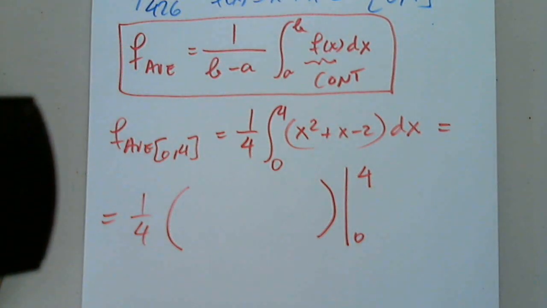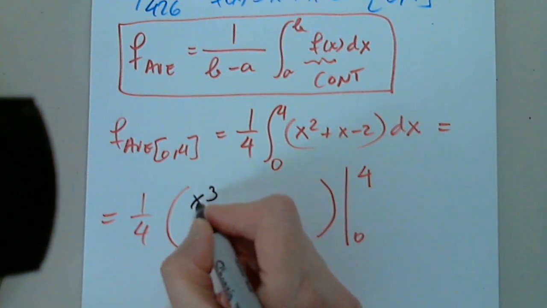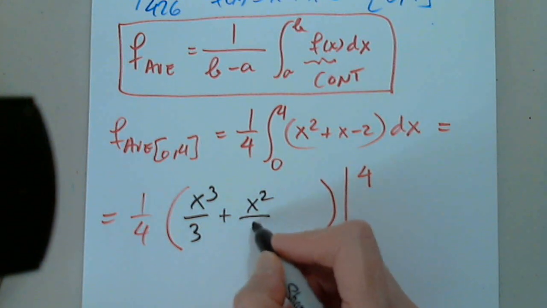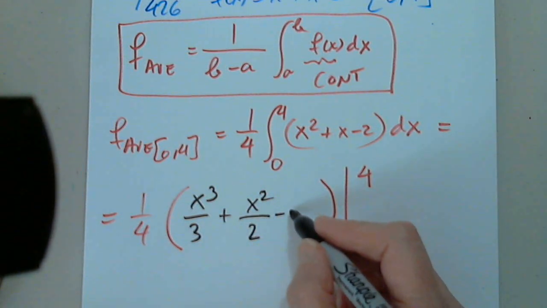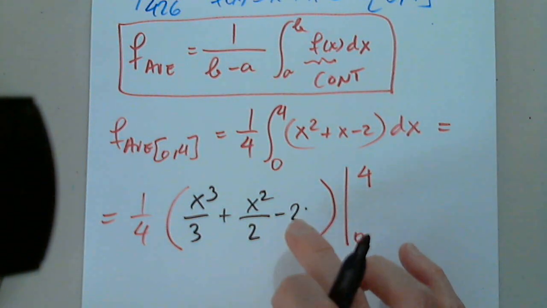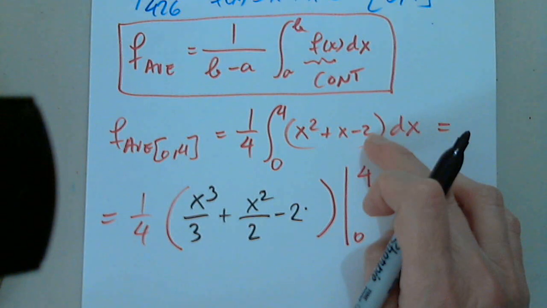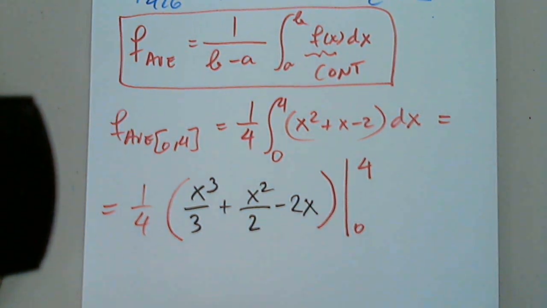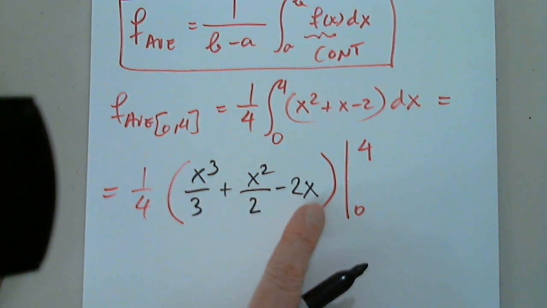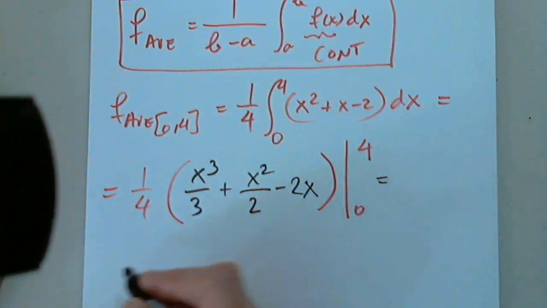So what do we have here? x cubed divided by 3 plus x squared divided by 2 minus just 2. If I write just 2, this derivative will be 0. Oh, 2x. Yes, awesome. Good. So obviously, I will not have to worry about 0 because all of them will be 0. So I only have to plug in 4.